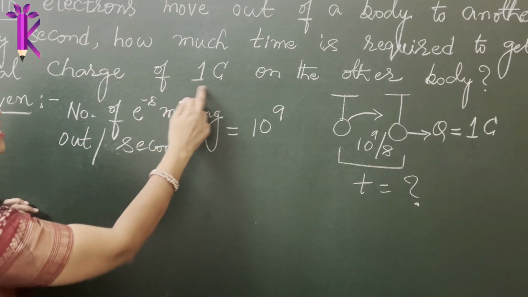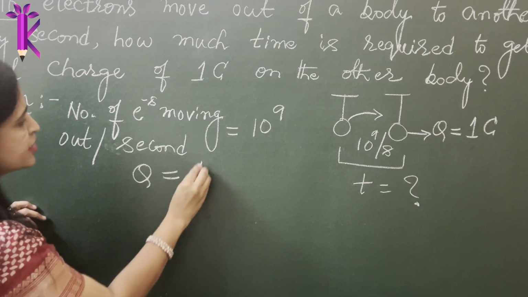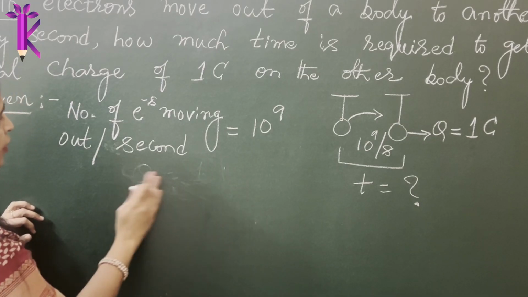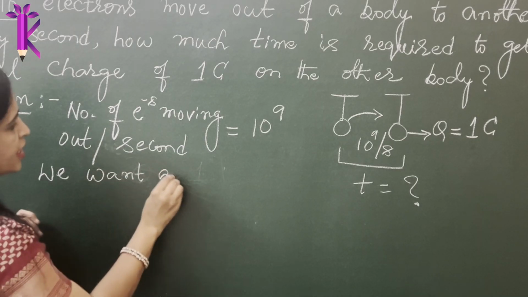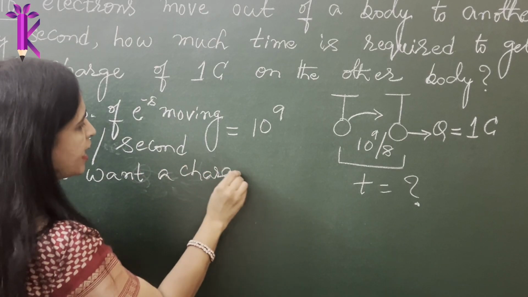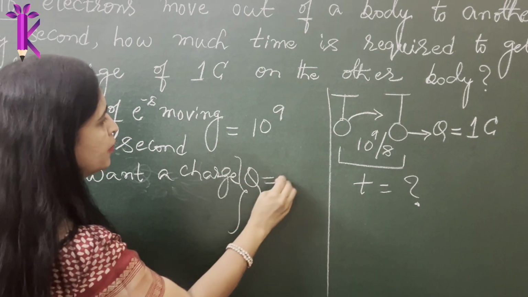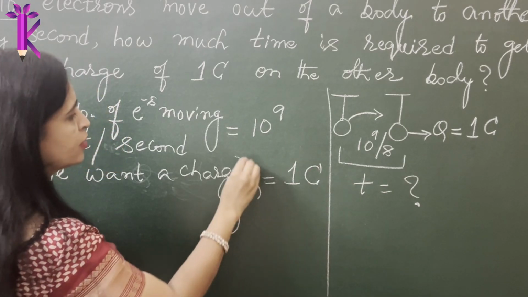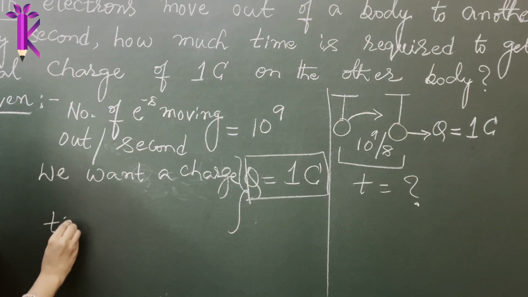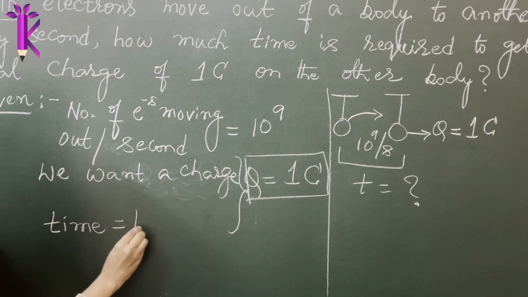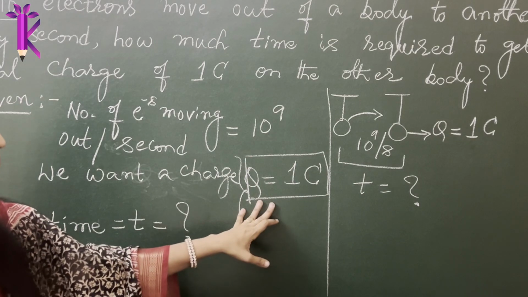Now what is the total charge that you need to charge it to? We need a total net charge, and the wanted charge I will call capital Q. Capital Q is equal to 1 coulomb. So we want to charge it to 1 coulomb. In order to charge it to 1 coulomb, what is the time, that is T, required in order to charge it to 1 coulomb?